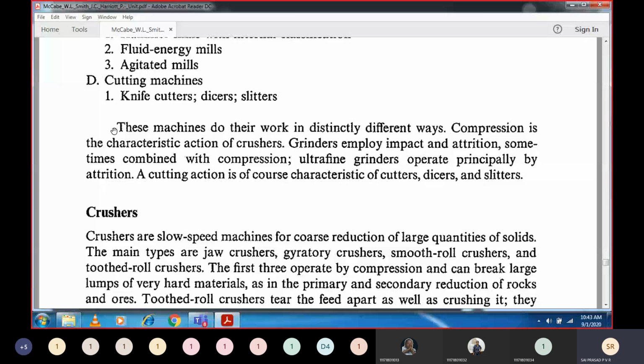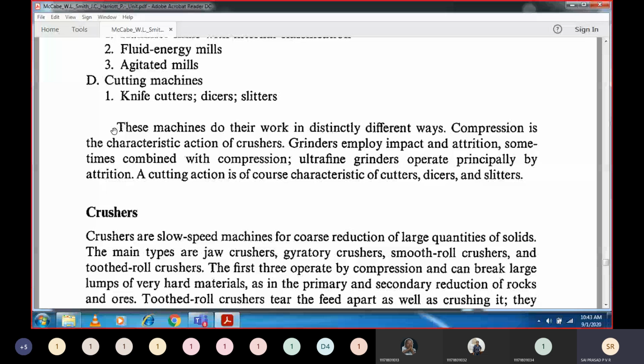Grinders employ impact and attrition. Impact is the application of a huge amount of force on a particle for a short duration. The best example is a hammer. With the help of a sledgehammer, we can apply a large quantity of force on a specimen for a shorter duration of time, and it breaks into pieces. Then, what does attrition mean?